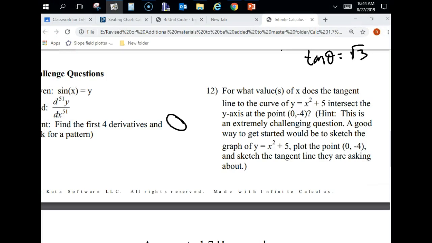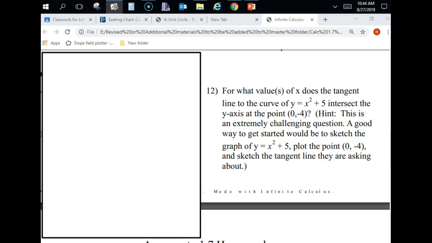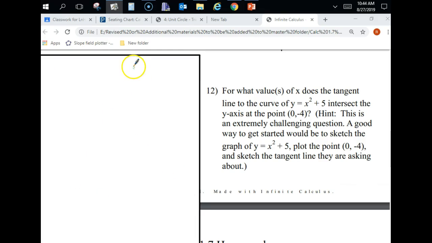So let's go ahead and work on number 12 together. If we have time, we'll do another one, but I doubt we'll have time. Are you guys ready? For what values of x does the tangent line of the curve y equals x squared plus 5 intersect the y-axis at 0? Now, somebody came up there and showed me the picture. If you even drew the picture, that's awesome. Because I said, hint, a good way to get started would be to sketch the picture.